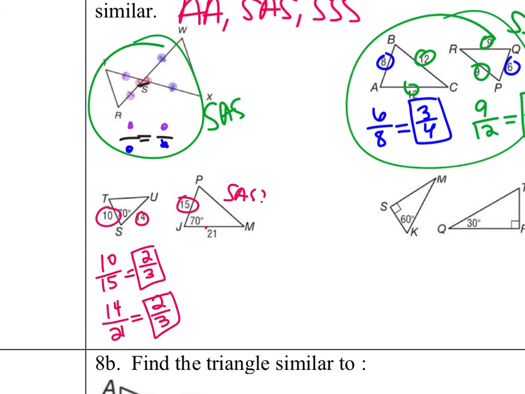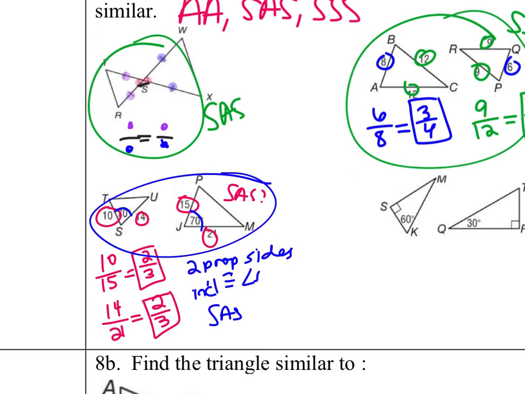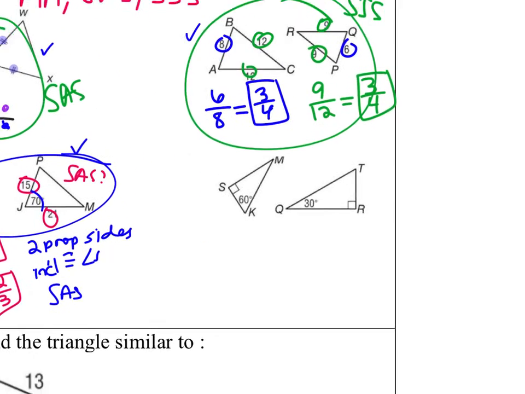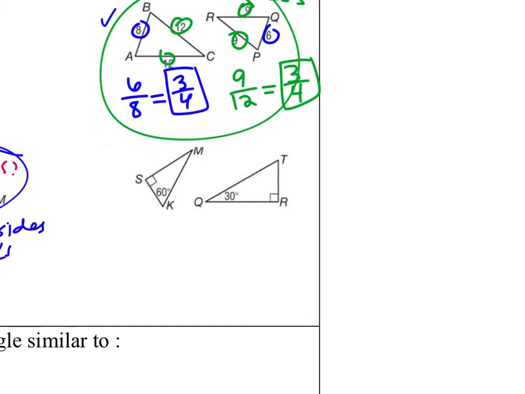So we have proportional side lengths and 70 degrees, 70 degrees. Because we have 2 proportional sides and a set of included congruent angles, side, angle, side, we are similar.